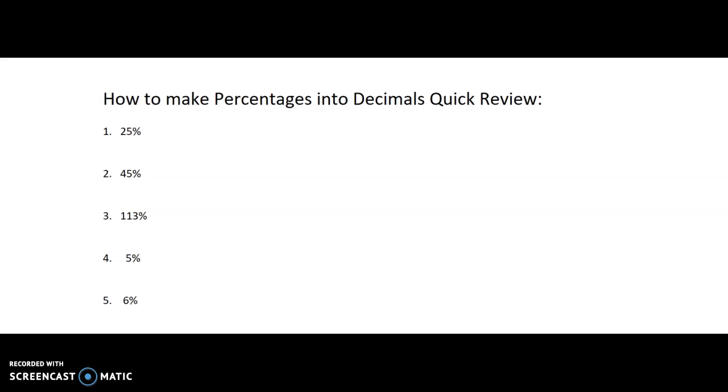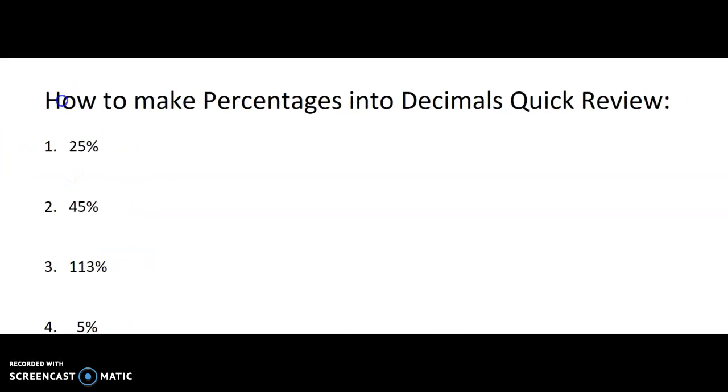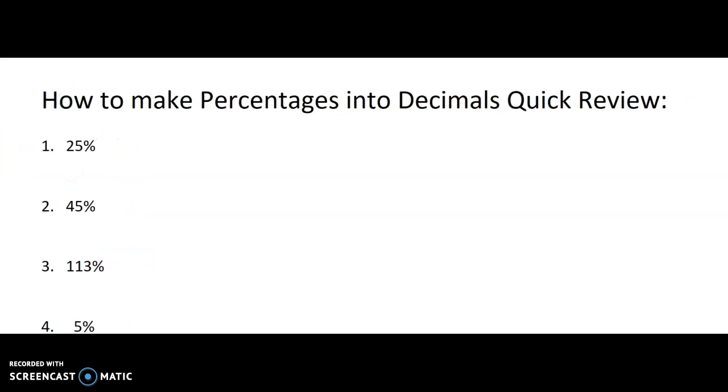Hello guys, we're gonna review how to make percentages into decimals real quick. I know sometimes we forget when we don't do things often, but I think this is an important skill to review. So let's look at 25%. This is a percentage and we need to make it into a decimal.